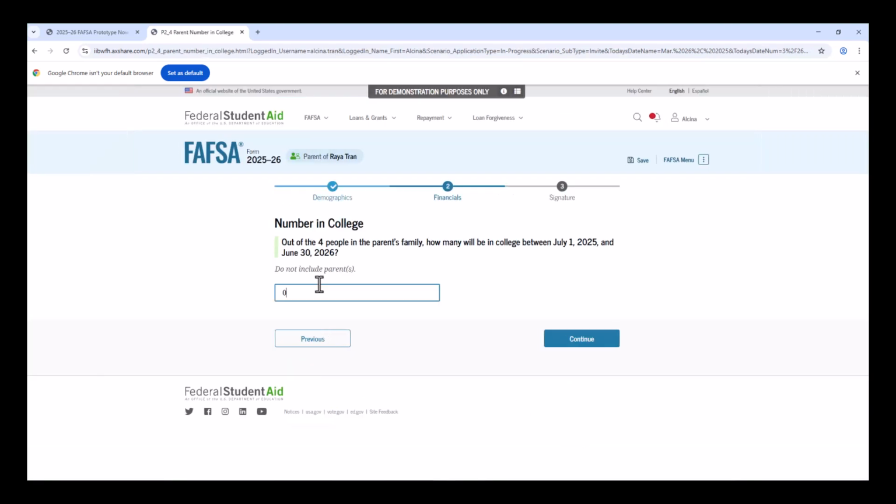It is asking out of the 4 people in their parents' family, how many will be in college July 1st of 2025 to June 30th of 2026, and this does not include the parents. So we're going to put in 1.